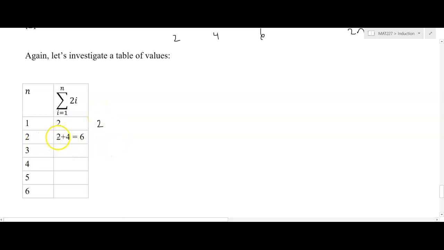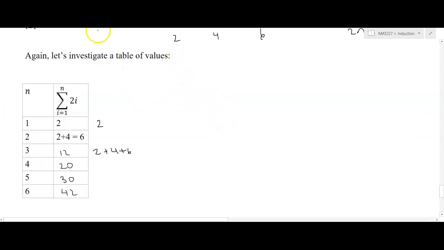Here we'll have the first 2, which is 2 plus 4. This will be 2 plus 4 plus 6, which is 12. And this one will just add 8, which is 20. This one will add 10, which is 30. And this one will add 12, which is 42. And so it seems if we increase n by 1, we're basically adding some multiple of 4 to our values.